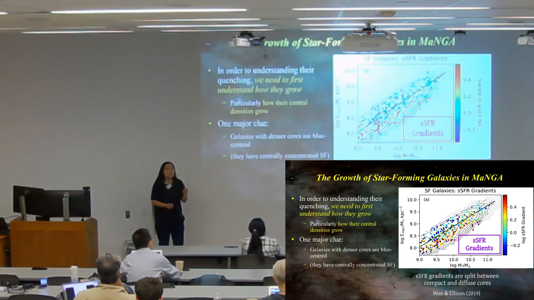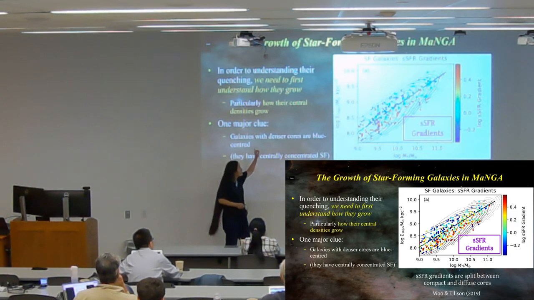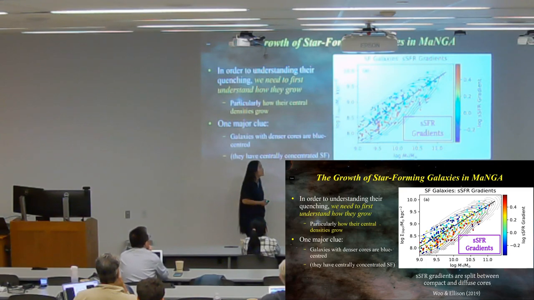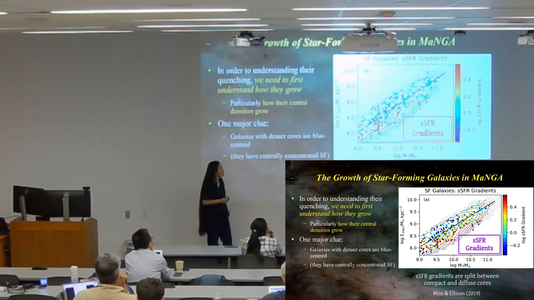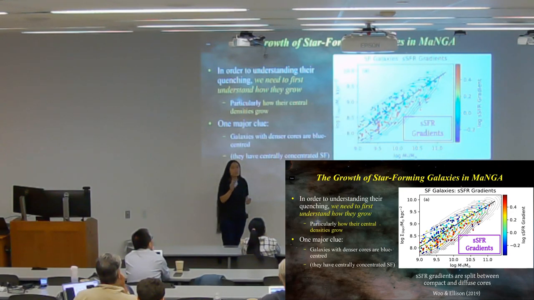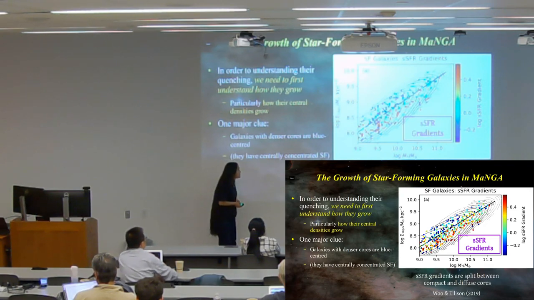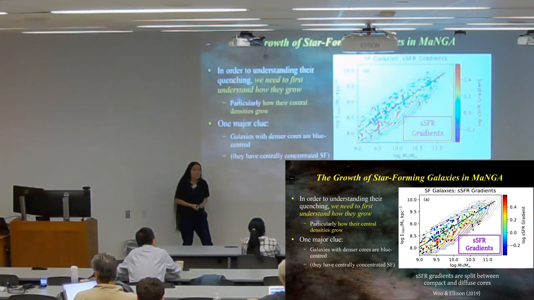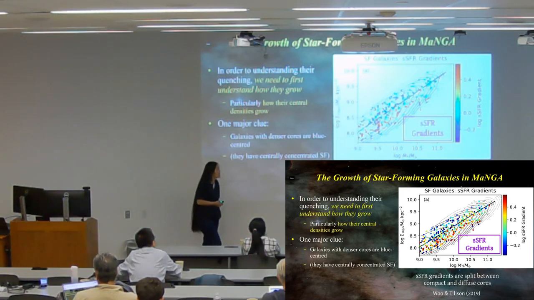One major clue that we have is if we look at the same diagram of core density versus stellar mass, and color code just the star-forming galaxies in MaNGA by their SSFR gradient, such that blue means they're forming stars in their centers, they're blue-centered, and the red points are the red-centered galaxies, meaning the star formation is happening in the outsides. We see that galaxies with high core densities tend to have blue centers. So that's one major clue. They have centrally concentrated star formation, and they've got high core density.